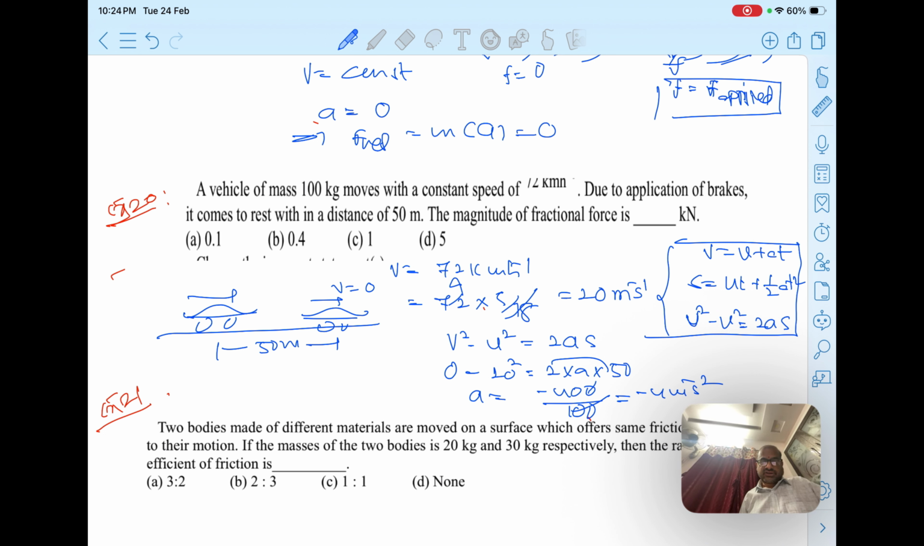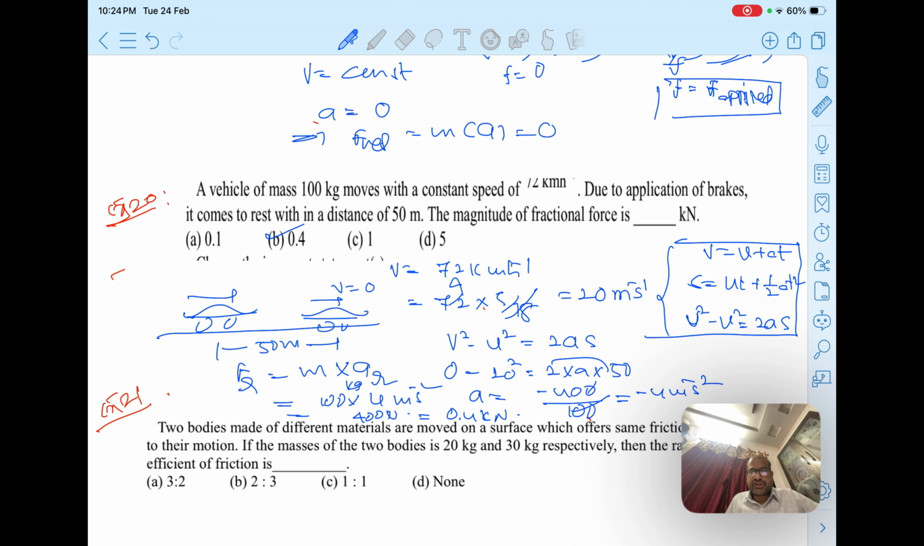Now this is because of what? Because of the application of frictional force. So what is the retarding force? Retarding force is mass into retardation. So the mass value, how much? 100 kg vehicle, 100 into retardation of 4 meter per second square, kg. So total becomes how much? 400 Newton. In kilonewton, kilo means 1000, so that is 0.4 kilonewton.